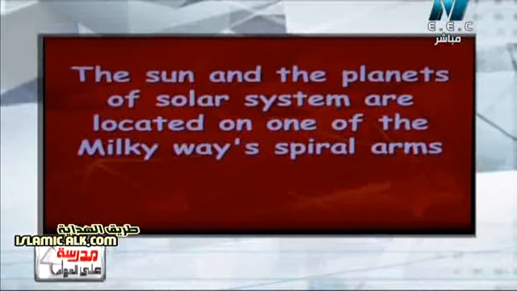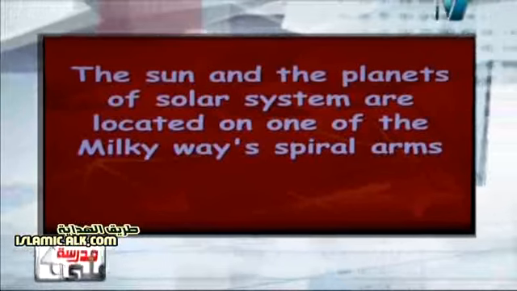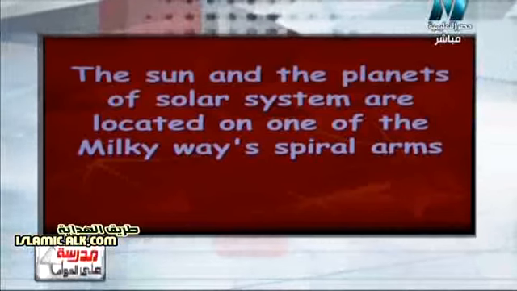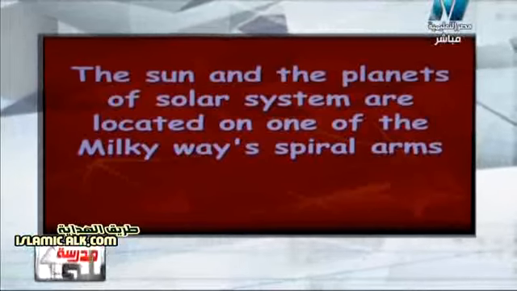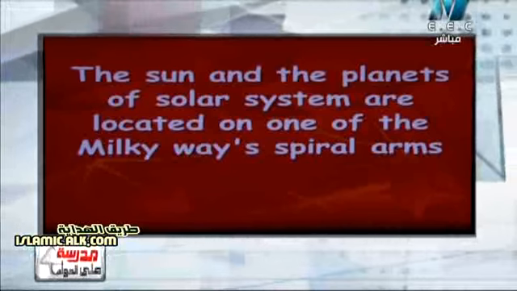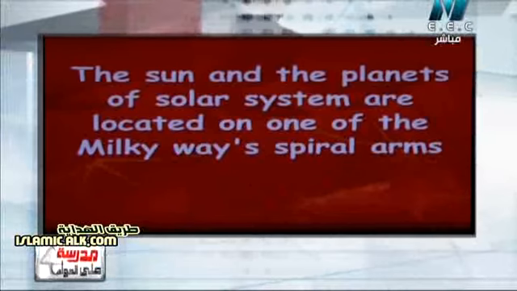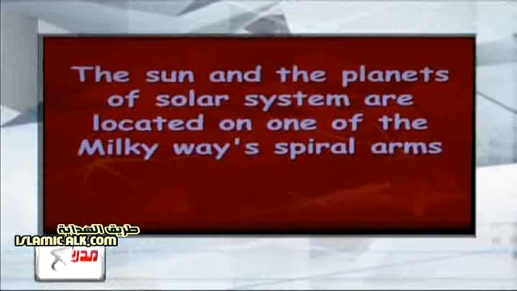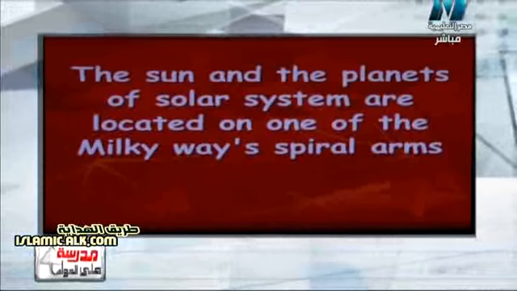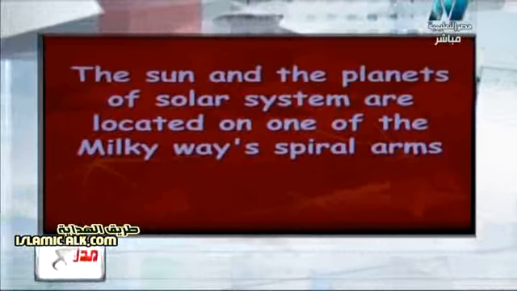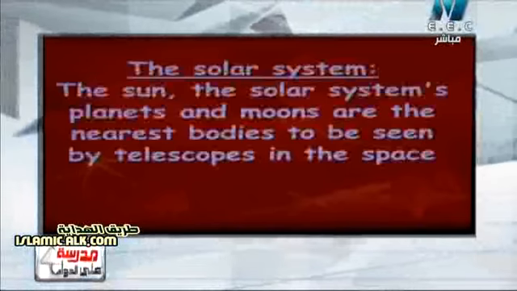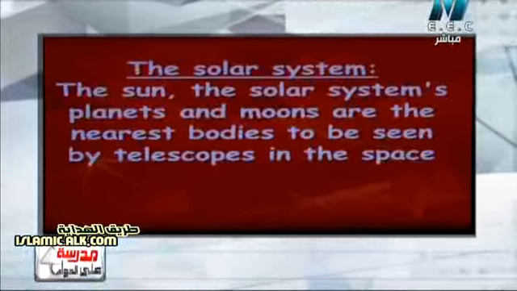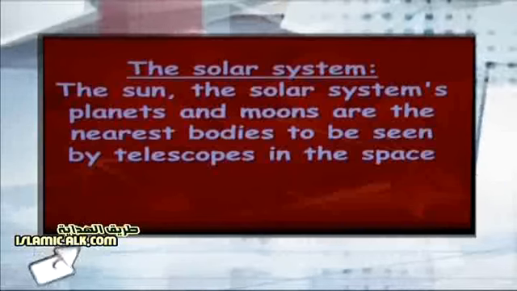So the solar system is very small compared to the Milky Way galaxy. The size of the solar system is very small compared to the whole galaxy. So again, the sun and the planets of the solar system are located on one of the Milky Way's spiral arms. So solar system, what's meant by solar system? Solar system, which we have studied in primary 4.